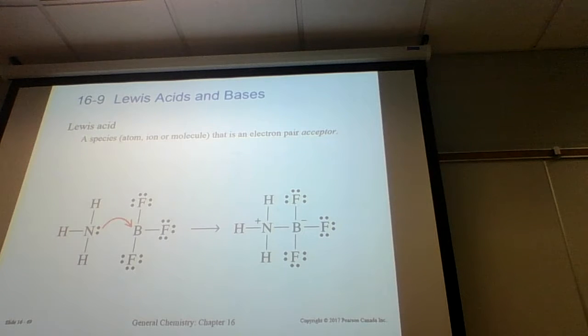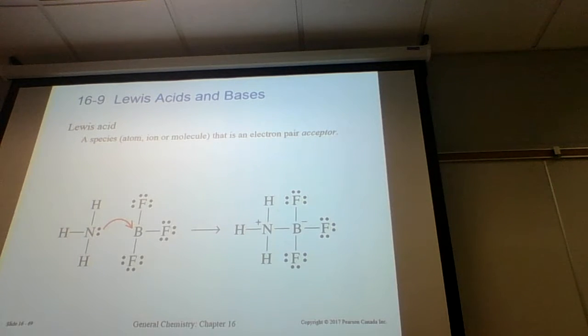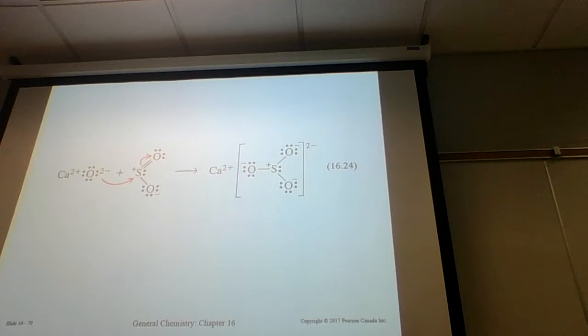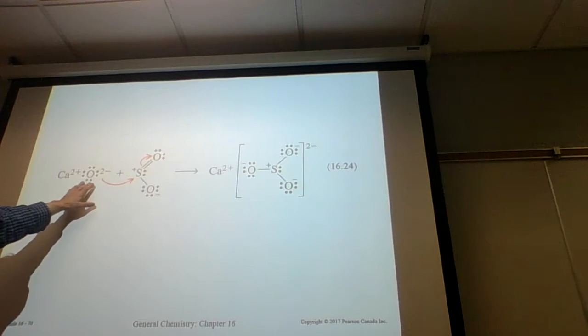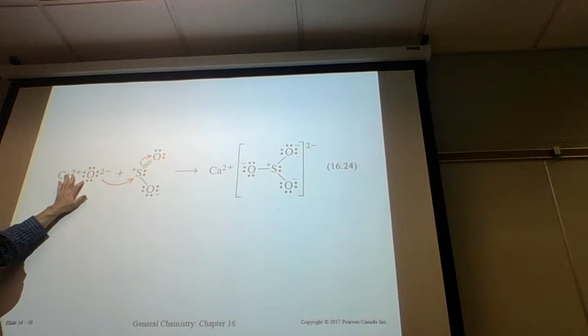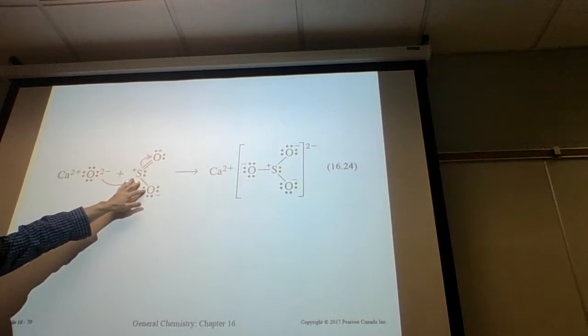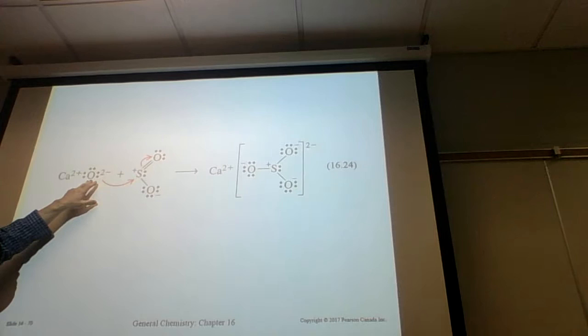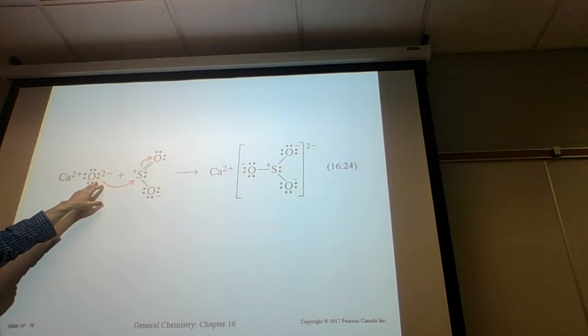So, in general, here's another example of a Lewis acid-base reaction. Oxide's a good Lewis base. Calcium oxide is a solid. And sulfur dioxide is a gas. So this gas here collides with the surface, reacts with the oxide.